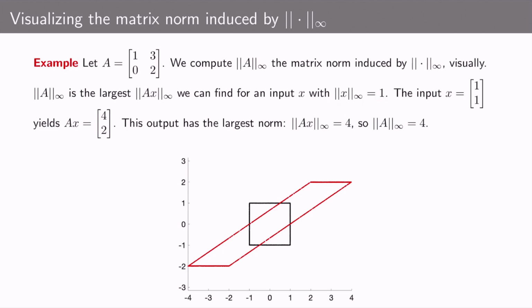Visually, we'll go down here and we'll select all the points that have infinity norm 1. These are our x's. We hit all these x's with A and we get this shape. So what we are looking for now is the point on this shape, or the points on this shape, with the largest infinity norm. It happens that the points (4, 2) and (-4, -2) are the points with largest infinity norm. The infinity norm of these points is 4, so the infinity norm of A is 4.